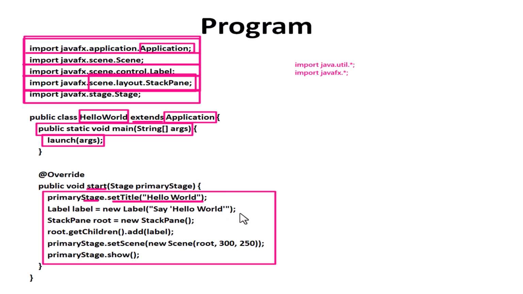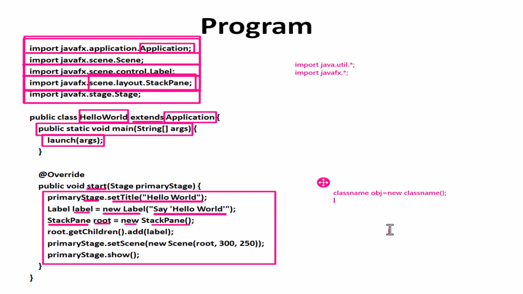Besides that, we are going to create a label: Label object equal to new Label. The argument inside the label is "Say Hello World". Now we are going to create a StackPane. The object of the StackPane is root, and here we create a new StackPane. The basic thing is how you create an object, which is very common in Java: class name, space, object equal to new class name. This is a basic thing.